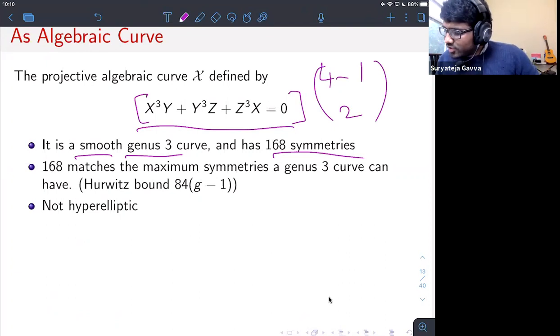And the symmetries. The symmetries are basically the representation symmetries, right? So we know for G goes to some matrix, and the matrix acts on these X, Y, and Z. That gives you the symmetries.